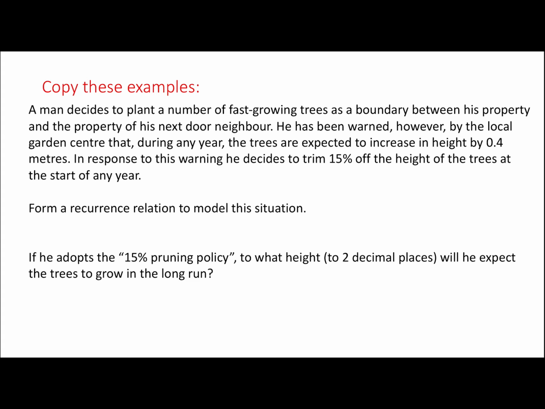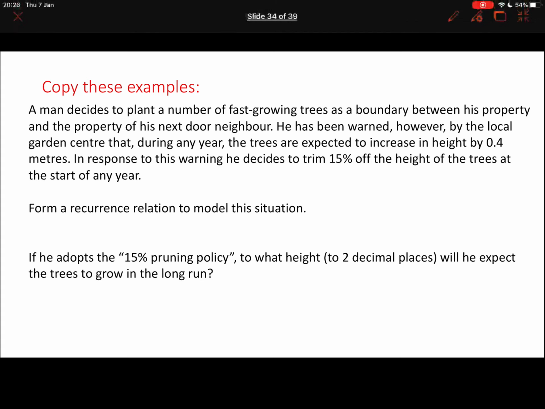So a man decides to plant a number of fast-growing trees as a boundary between his property and the property of his next-door neighbour. He's been warned, however, by the local garden centre that during any year the trees are expected to increase in height by 0.4 metres. In response to this warning, he decides to trim off 15% of the height of the trees at the start of any year. Form a recurrence relation to model this situation.